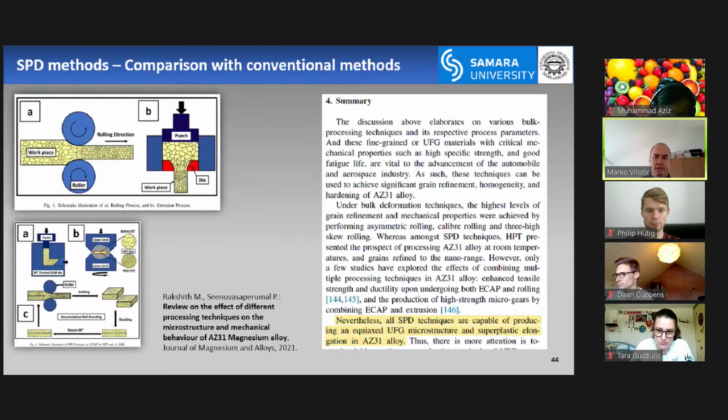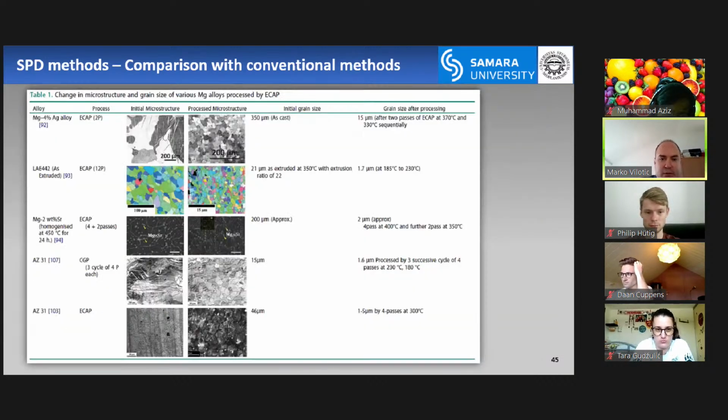Okay, here they just compare the microstructure and performance between the conventional and SPD methods. I will not focus too much. This is very interesting, just one table where you can see the change of the microstructure and average grain size. For example, in this case, they have 350 micrometers. In this case, they have 15. In this case, 21, 1.7. So this is usually the range.